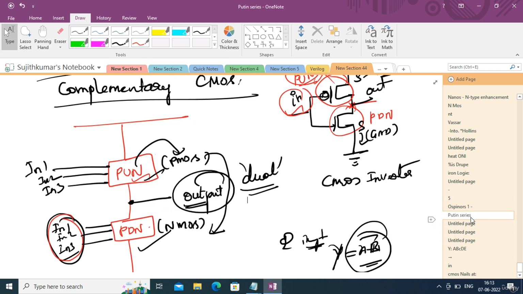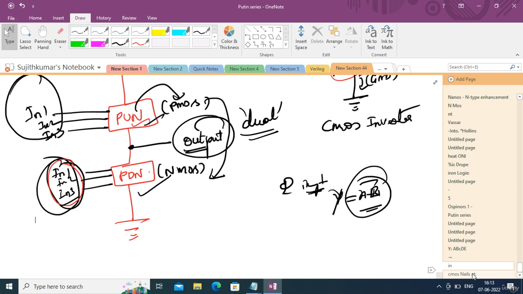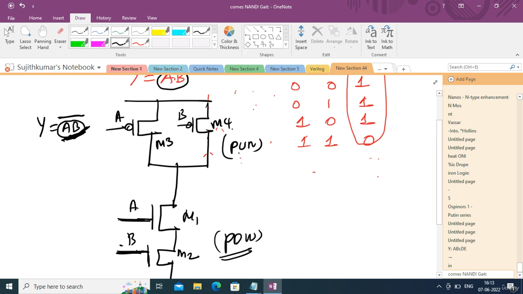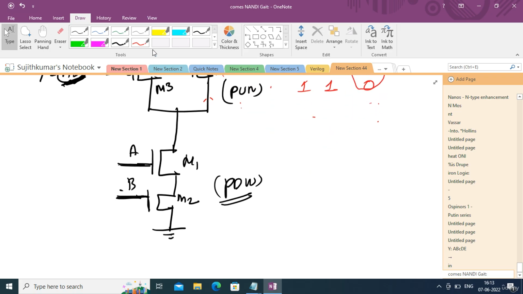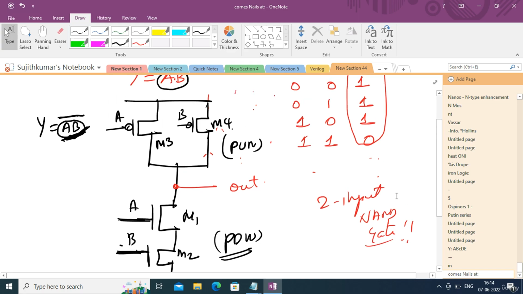If I go back here, you can see that all the inputs remain the same. The only thing is you have to draw it with respect to duality. That means series will become parallel, and parallel will become series. M1 and M2 are in series, so I am drawing them in parallel here. If I name these transistors M3 and M4, they are in parallel, whereas M1 and M2 are in series. So this is the pull up network, and the output must be taken here. This is the output node. So this is nothing but a 2 input NAND gate.